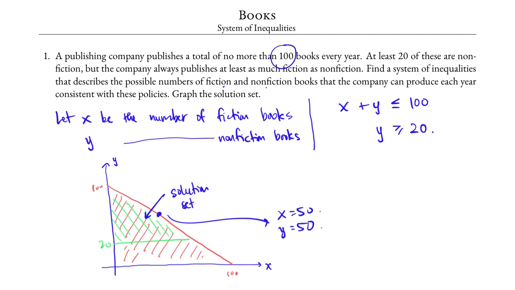How do we know that this solution satisfies the system of inequalities? 50 plus 50 is less than or equal to 100, and so the first inequality checks out. 50 is greater than 20, so the second inequality checks out. And there are infinitely many solutions here, but this ordered pair is the one that satisfies these policies of producing no more than 100 books each year, at least 20 non-fiction, and at least as much fiction as non-fiction.